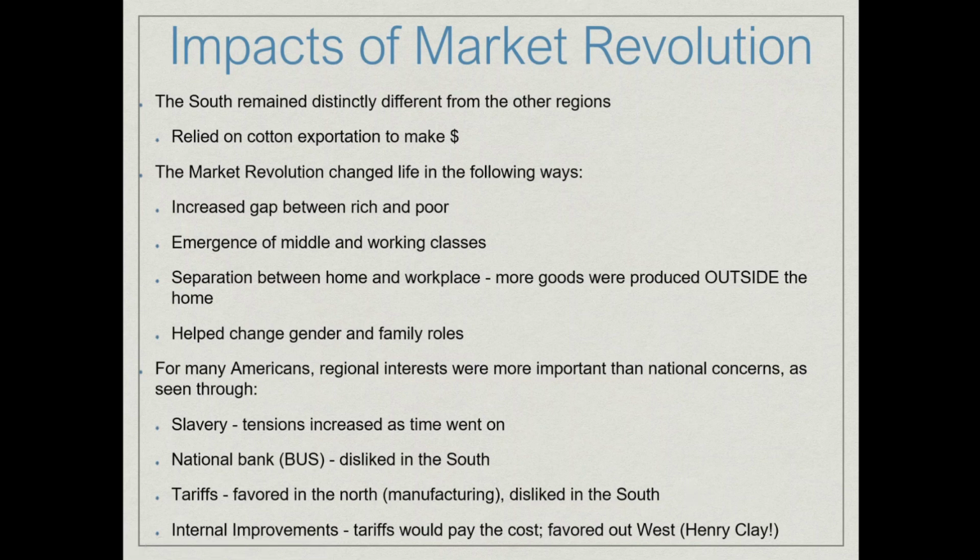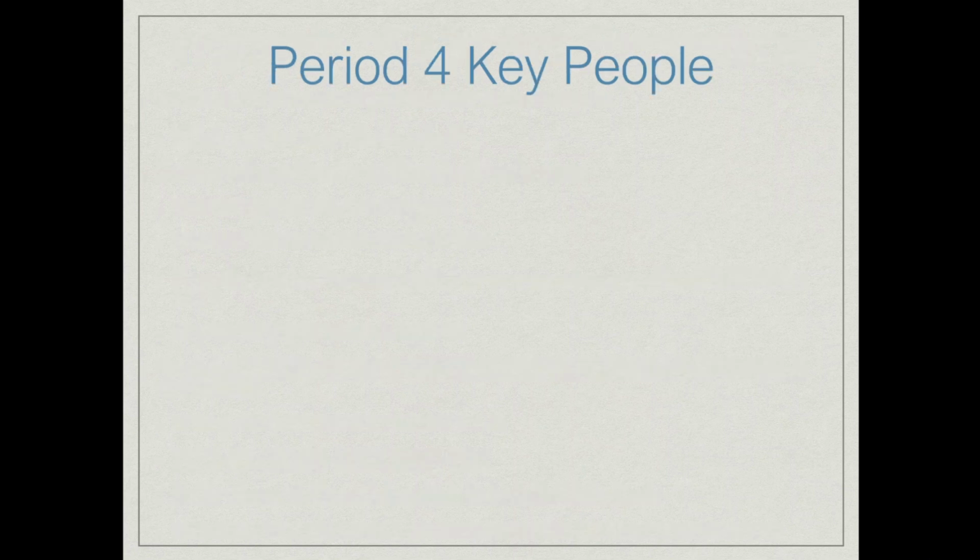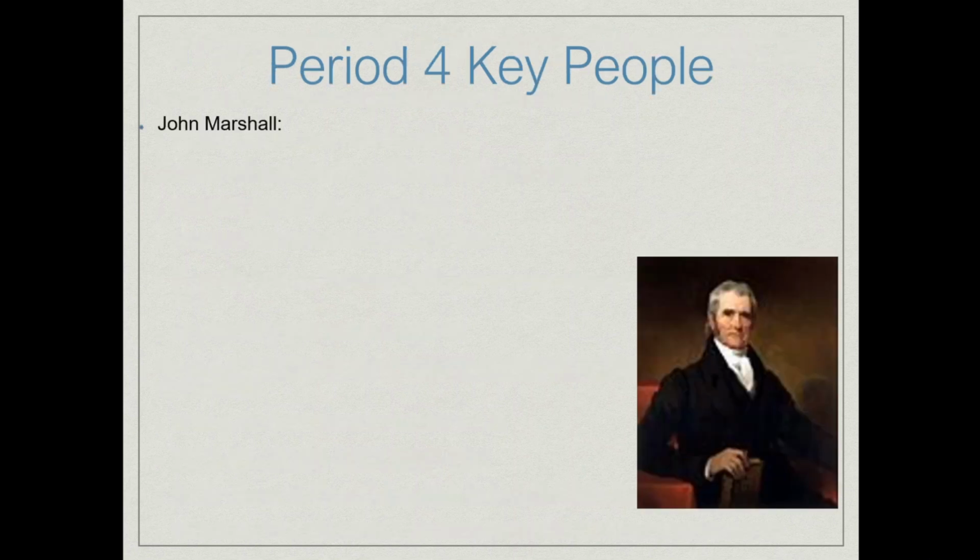And internal improvements. Tariffs would pay the cost of internal improvements. It was favored out in the West. Henry Clay was from Kentucky, but he supports a lot of these things because internal improvements, a national bank, and tariffs do help out the West. For some reason, a lot of the Southerners did not like internal improvements. They thought they were unconstitutional, but they could have benefited from it.